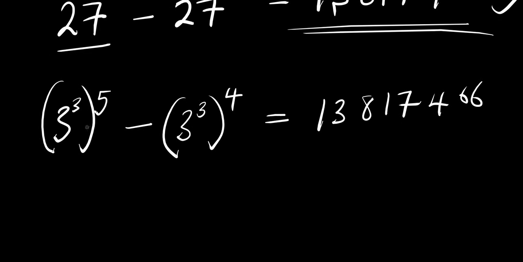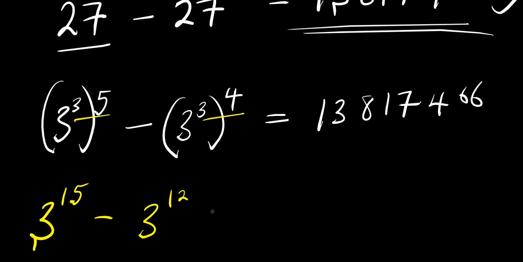And by multiplying these exponents, you have 3 power 15 minus 3 power 12 equals 13,817,466.